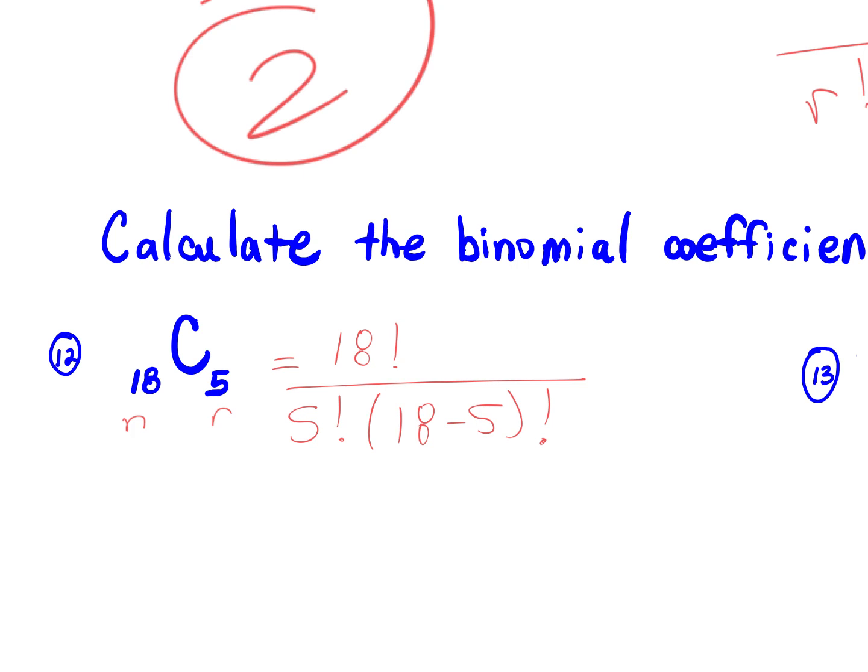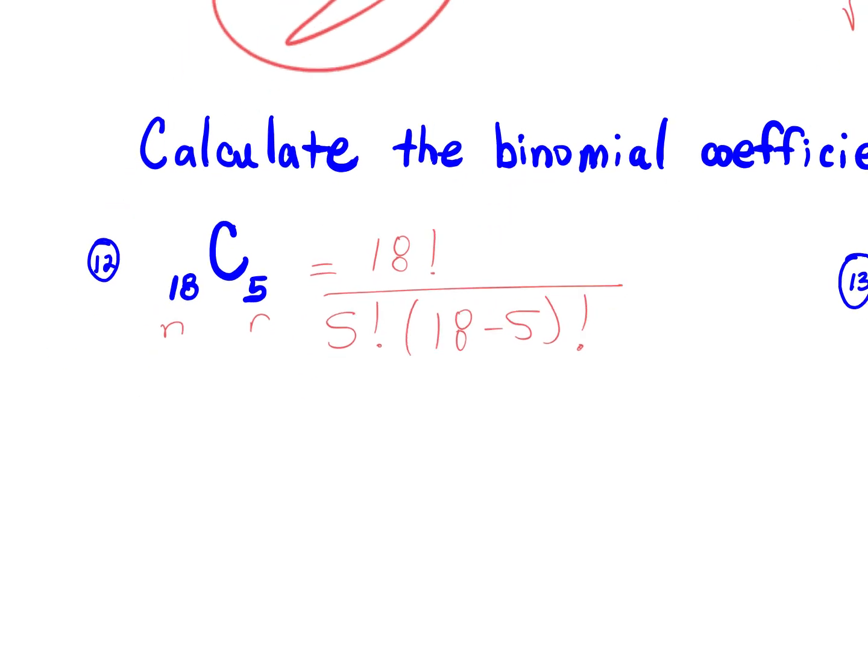Tomorrow, I will not answer how to do this in your calculator. Where's the PRB button? I'm not answering that question. If you guys don't know where it is and you don't ask me now, then you can do it by hand. So if we did this by hand, I have 18 factorial, 5 factorial, and then 18 minus 5 is 13 factorial, correct?